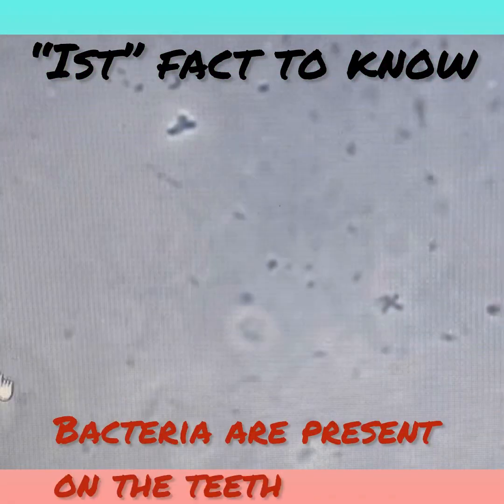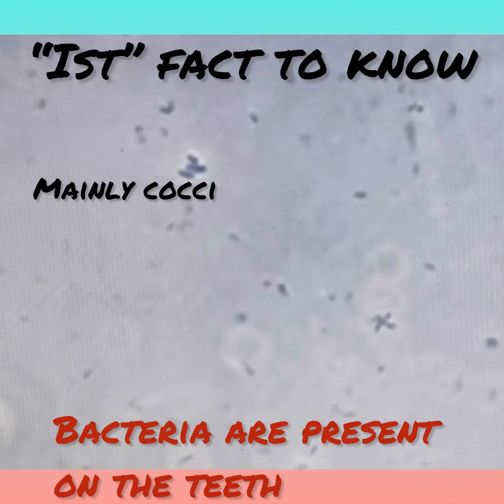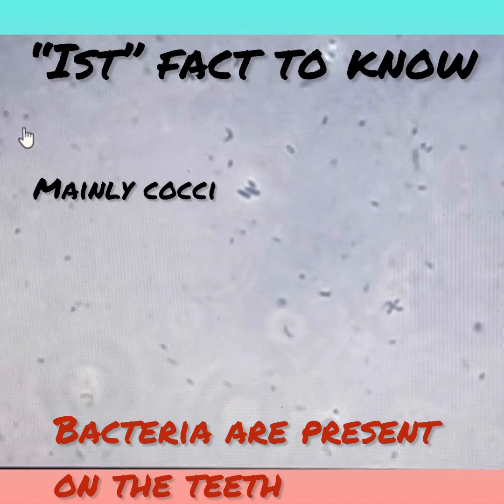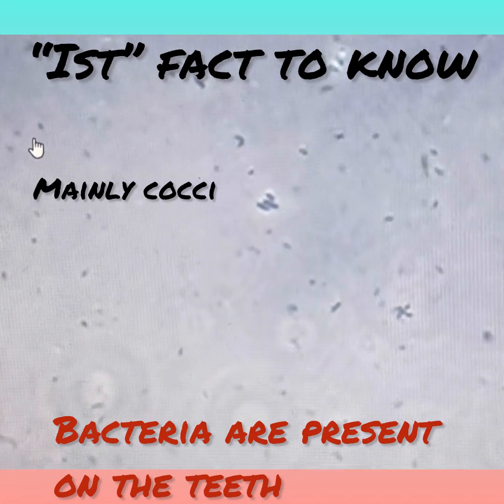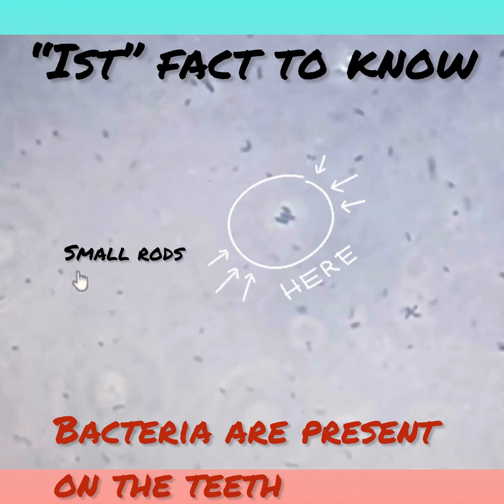Now I will change the background. So they are mainly cocci, the rounded structures. Now I'll show you a few rods. These are the small rods.